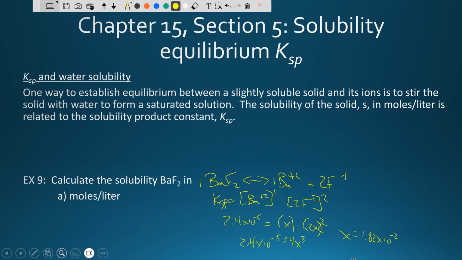Now, to this point, we've just given numbers, guys. What that number means is that's how many moles per liter that you would need, that's its solubility. That's how many you can put in. Okay, so again, 1.82 times 10 to the negative second. I've never mentioned this before until this point. We have that many moles per liter.